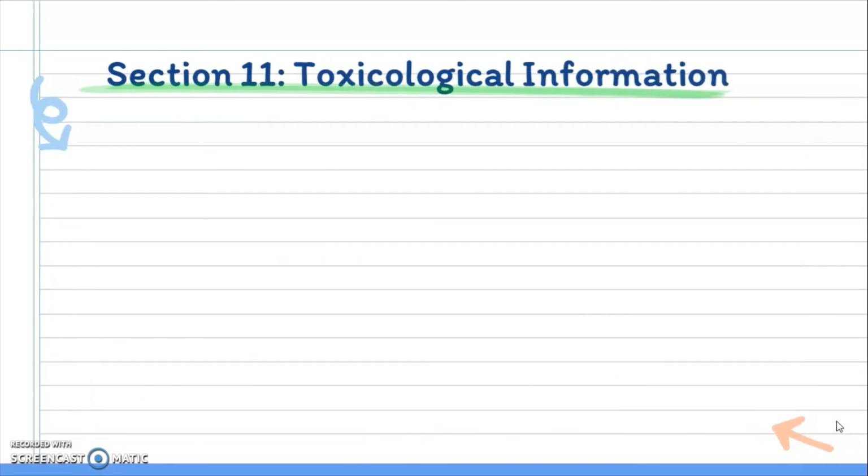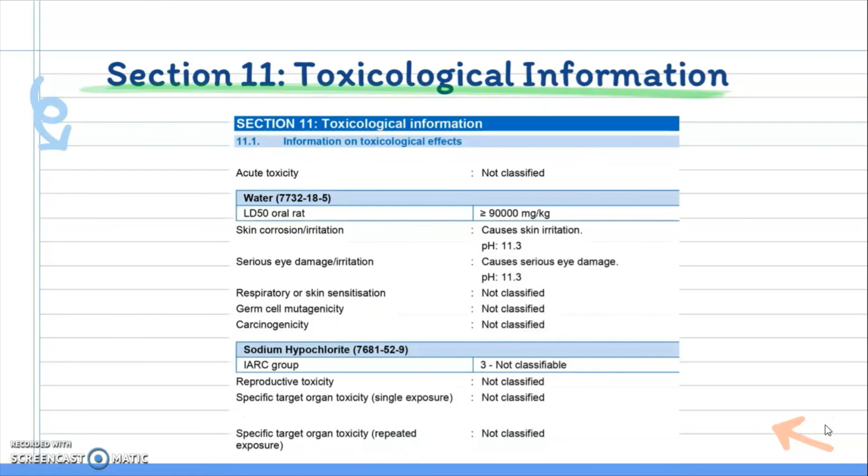Section 11 is Toxicological Information. It contains toxicity information. Dito natin makikita yung mga toxic effects na pwedeng idulot sa atin ng substance. Looking at Section 11 of sodium hypochlorite, makikita natin dito yung information on the toxicological effects.